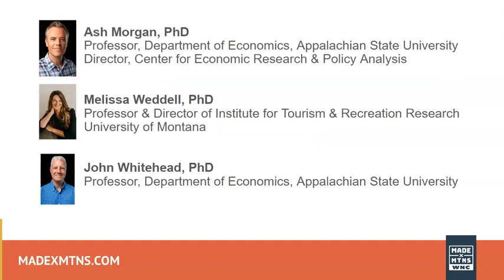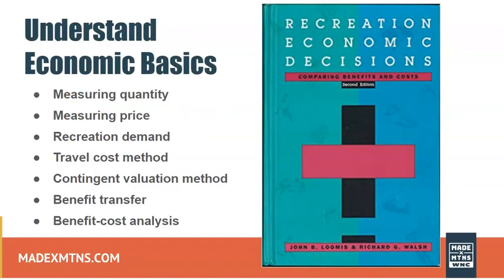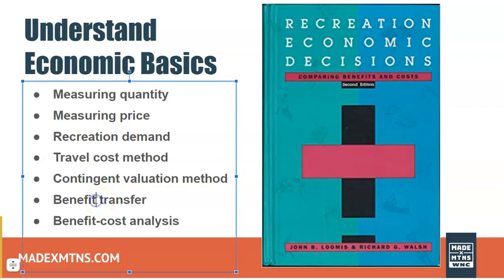So your narrator is John Whitehead, and our text is Recreation Economic Decisions by Loomis and Walsh. And we have been marching through this book. We've measured quantity, measured price, talking about recreation demand, and the travel cost method for estimating the benefits of recreation demand, the contingent valuation method for estimating the benefits of recreation demand, and benefit transfer and other methods when you don't have the time or money to do a travel cost or a contingent valuation study.